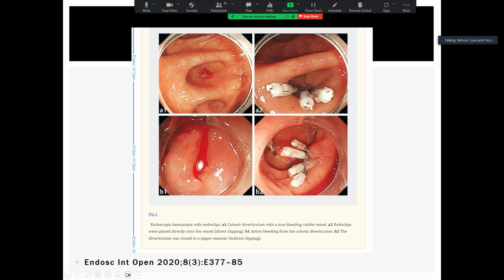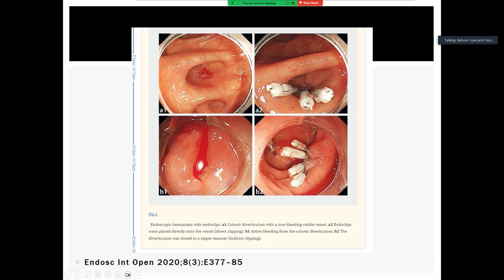There are two methods of doing this. Either we directly place the clip over the oozing vessel, or we approximate the walls of the diverticulum, which is called the zipper manner. But this is not preferred because there is a chance of rebleeding. So direct clipping is preferred.